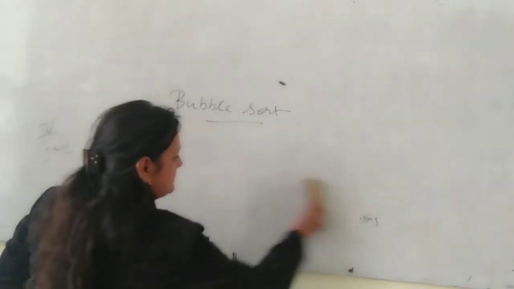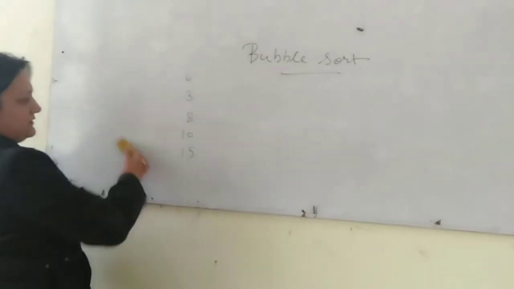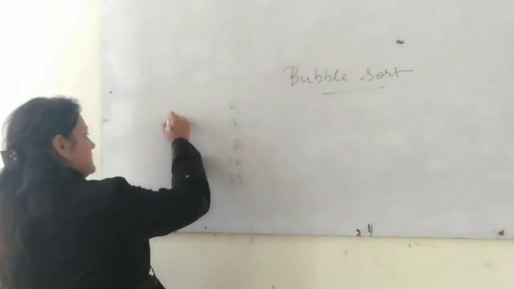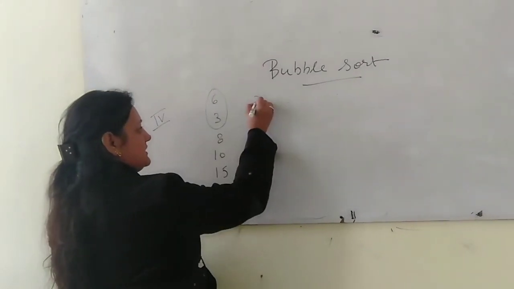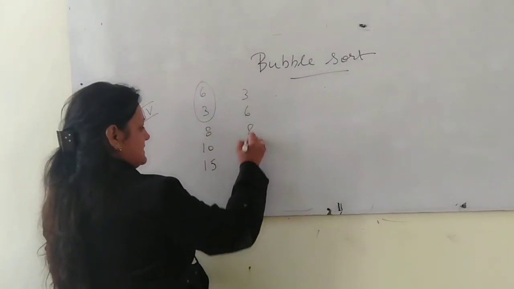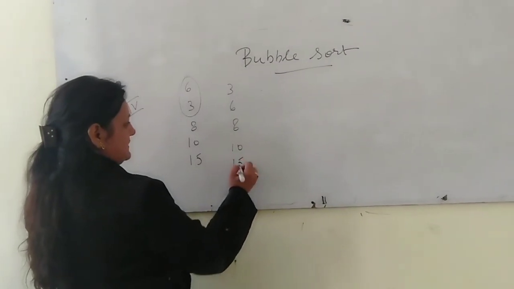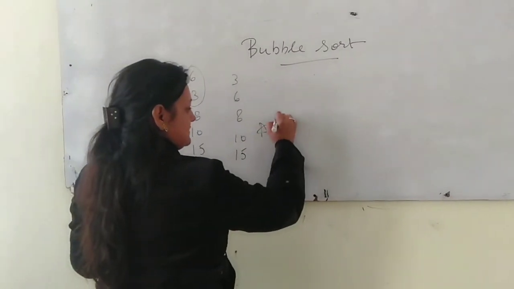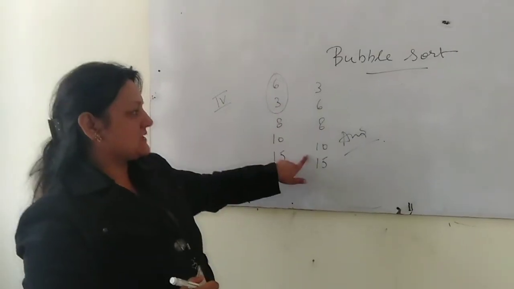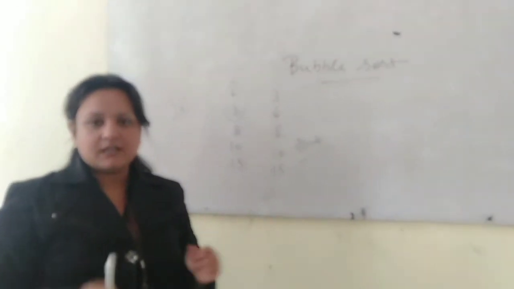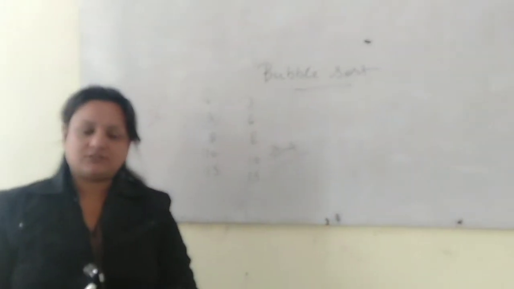This is the last pass which I feel in bubble sort, in which the whole list would be finally sorted. So after the swapping it would be 3, 6, 8, 10 and 15. So this is the final answer. Right? In this you can see the whole bubble sort has been done, in which two elements are being swapped with each other.